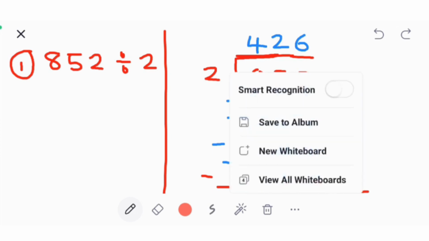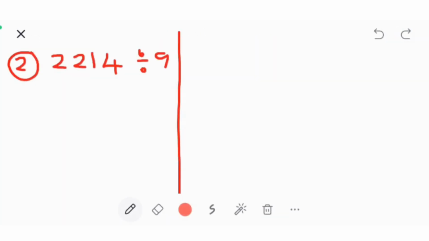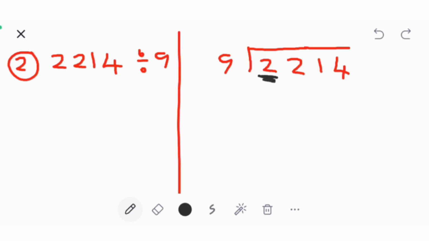Let's look at another one. We have 2214 divided by 9. So draw the division symbol. The first number will be inside. 2214 is the first number, so you write it inside. While the second number, which is 9, will be outside of the symbol. Then you start with one digit, which is 2.